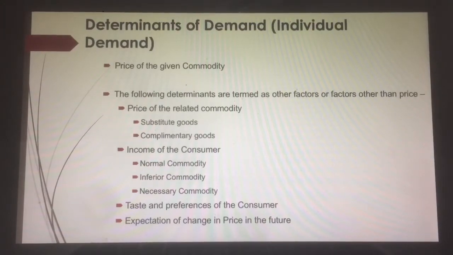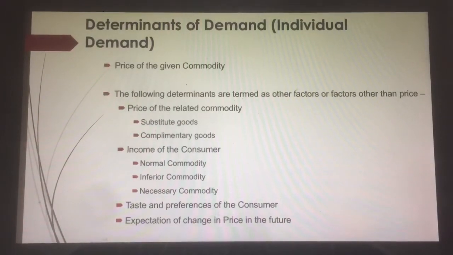For example, if the price of the complementary good, say sugar, increases, then the demand of the given commodity, say tea, will fall, as it will be relatively costlier to use both the goods together. So demand of a given commodity is inversely affected by the change in the price of the complementary goods.